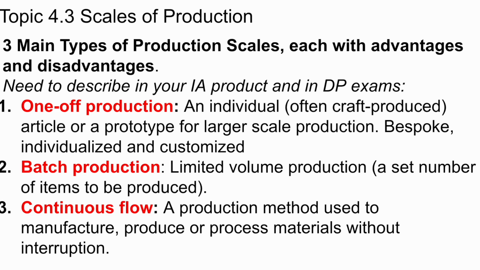The first scale of production that we want to think about is one-off production. It is an individual, often hand-produced article, or it could be a prototype that you use to guide you for larger scale production. It's bespoke, individualized, and customized. Batch production is a limited volume of production. It's a set number of items to be produced. And then we have continuous flow. This is a production method used to manufacture, produce, or process materials without interruption. So you need to know these three types of production.